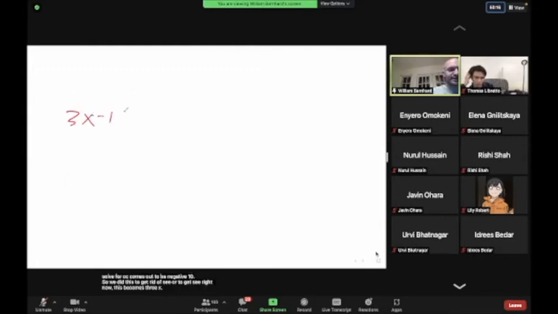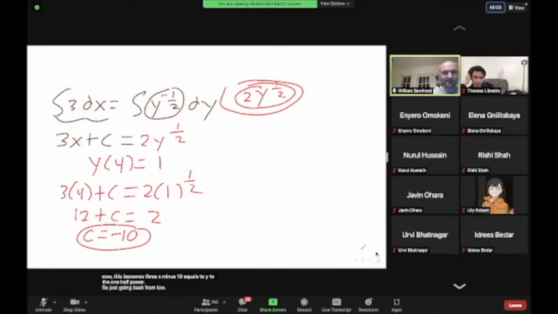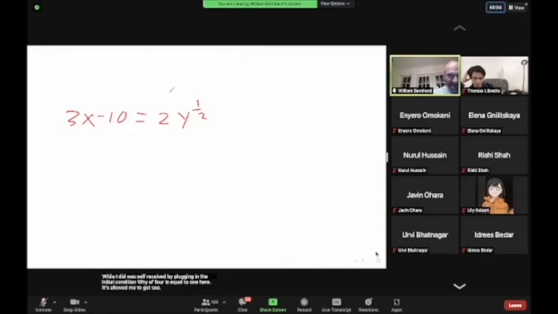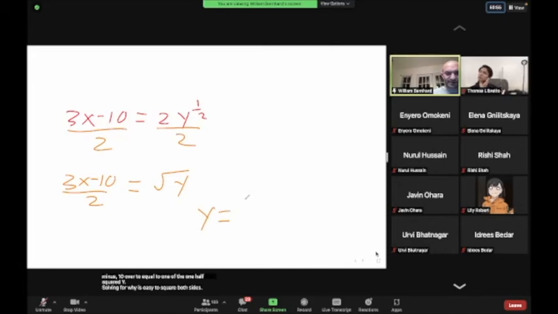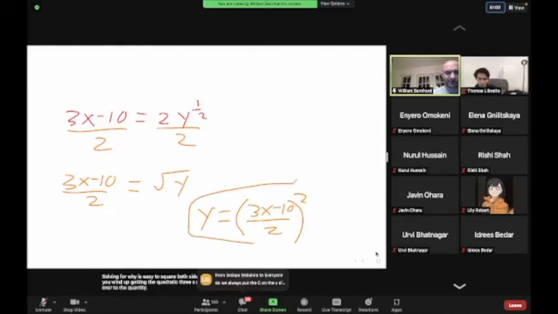This becomes 3x minus 10 equals 2y to the 1/2 power. Going back for a moment, all I did was solve for c by plugging in the initial condition y of 4 is equal to 1. This allowed me to get c. Now I can solve for y. I'll just divide both sides by 2. So I get 3x minus 10 over 2 equals, well, y to the 1/2 is square root of y. Solving for y is easy. Just square both sides. So you wind up getting the quadratic, 3x minus 10 over 2, the quantity squared. That is the particular solution.